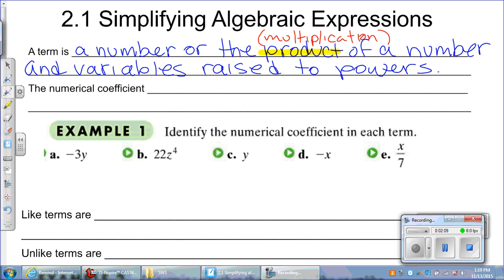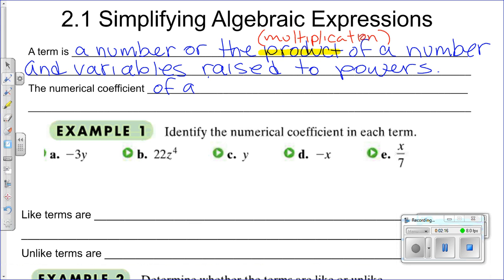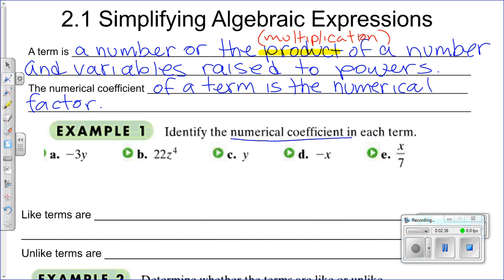Now let's move on to numerical coefficients. So the numerical coefficient of a term is the numerical factor of that term. And so every term will have a numerical coefficient. That's what we're going to do here on example 1, find the numerical coefficient. So I want you to write in parentheses that the numerical coefficient will refer to the big number.